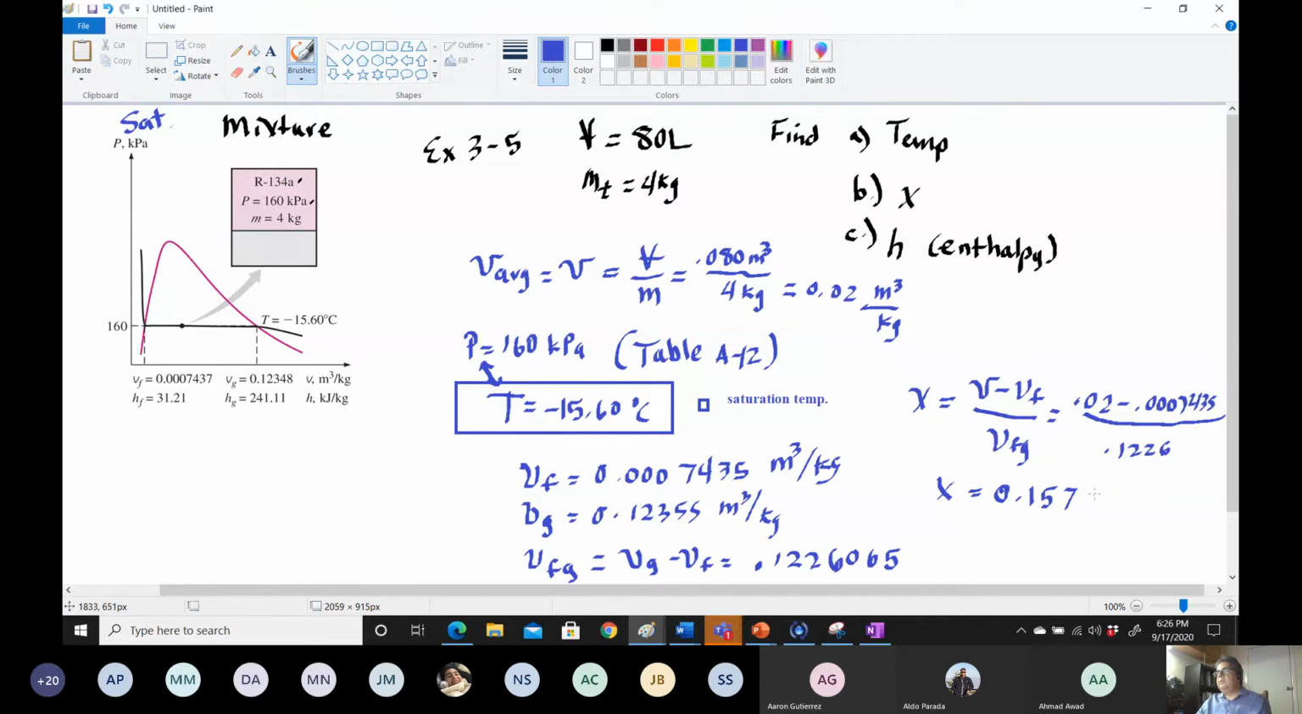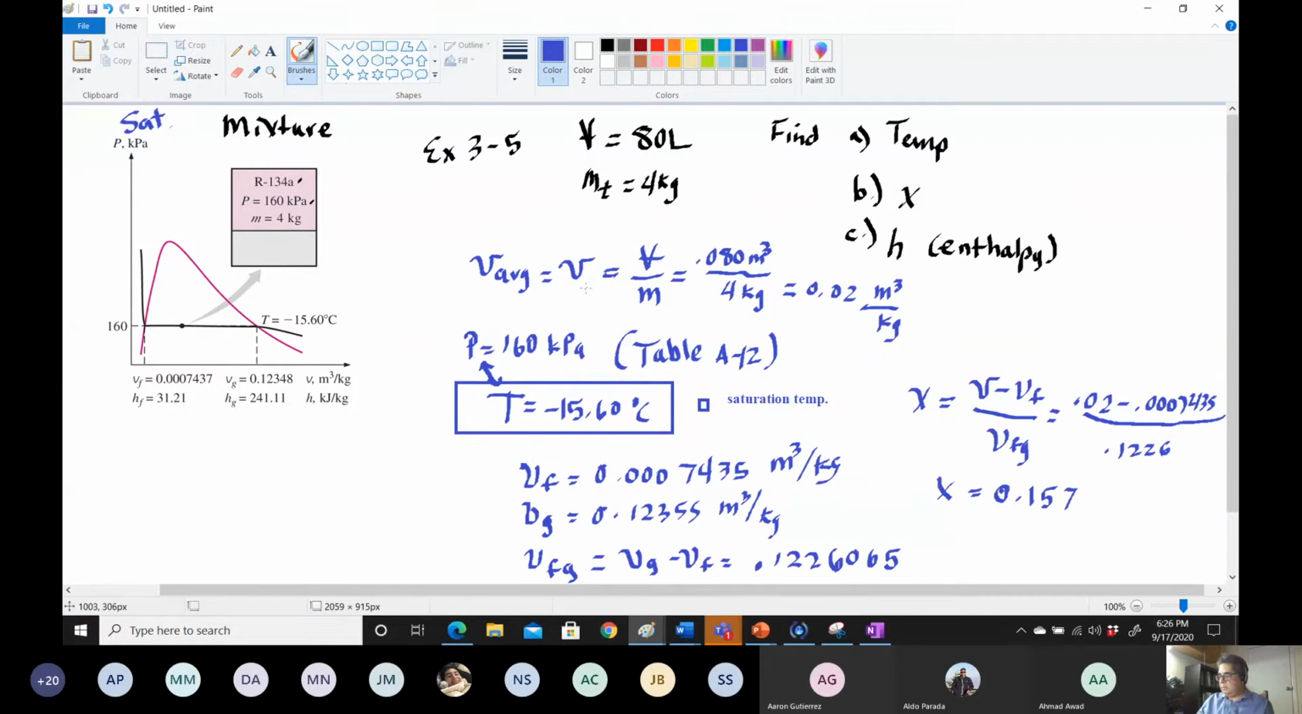So it's mostly liquid. So if you look at this tank here, I mean it's hard to tell because obviously the density of liquid is much higher than the density of vapor, but the overwhelming majority, about 85% of this stuff is in liquid form. Okay, that's what that quality tells us. All right, so now we just want to find the enthalpy. So now we got quality, we can find everything.